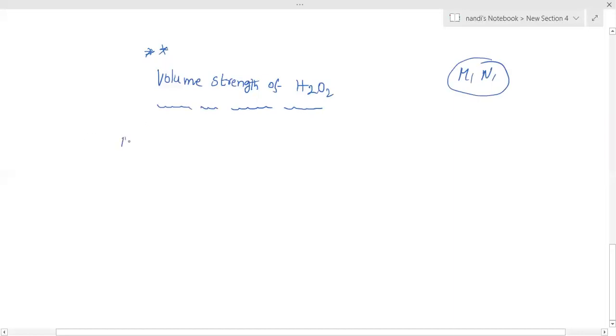The given H2O2 concentration we are expressing in terms of volume. I'm writing the equation you can see here: 2H2O2 gives 2H2O plus O2. So indirectly, by giving volume, if I know how much volume of oxygen is released, based on that I can find out the concentration of H2O2. This is an indirect method.